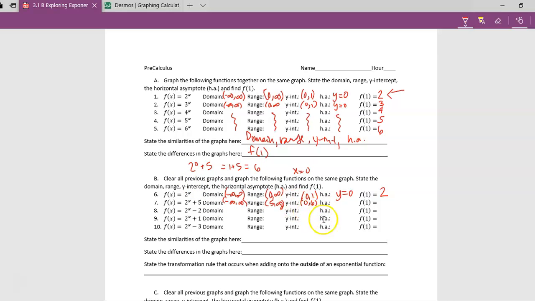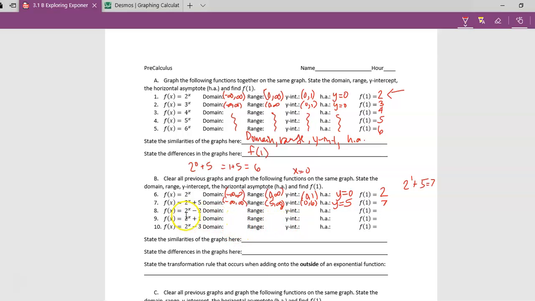So you can either look at the graph to see the y-intercept, or you can plug it in. Either one works. The horizontal asymptote moved up to y equals 5, and then f of 1, again, I can just plug it in here. 2 to the 1 plus 5 equals 7. So you can plug it in, or you can look at it on the graph. Either one works. Some of the equations may be easier just to plug it in than trying to figure out where it's at, but that's up to you.